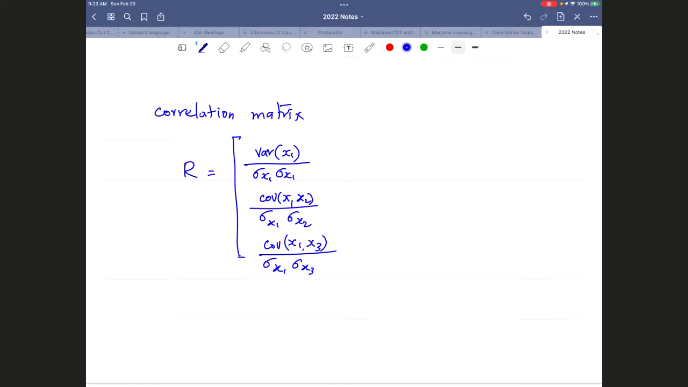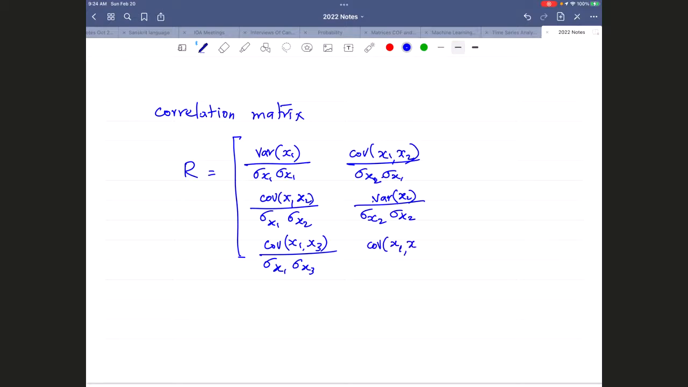If you are a row-oriented person, you will put the sigma for the row first and the sigma for the column next. But don't worry about that, because again it is symmetric, right? So that's what happens here. Covariance of x1, x2 here, and here covariance of x2, x1, or x1, x2, you can put that. That's fine. Sigma x2, sigma x1. Here it is variance of x2 divided by sigma x2, sigma x2, right?